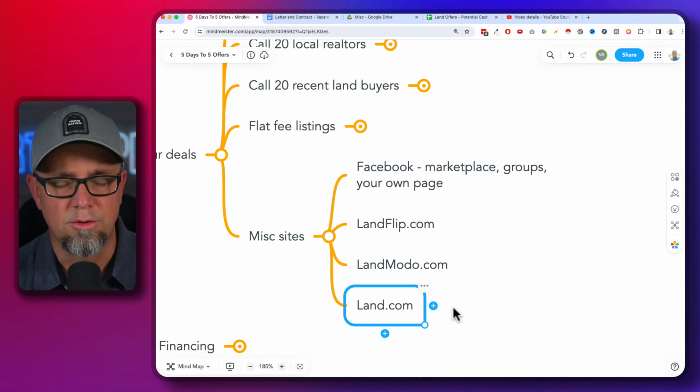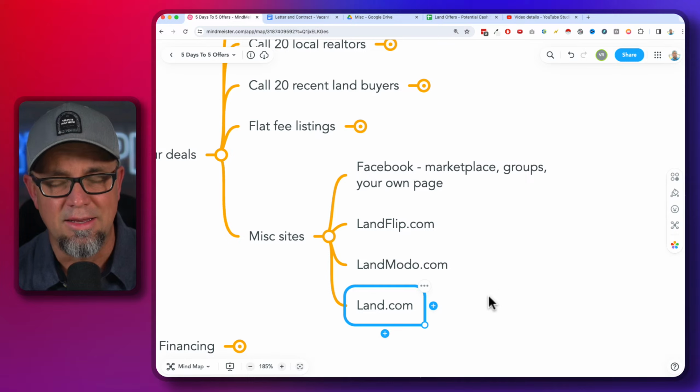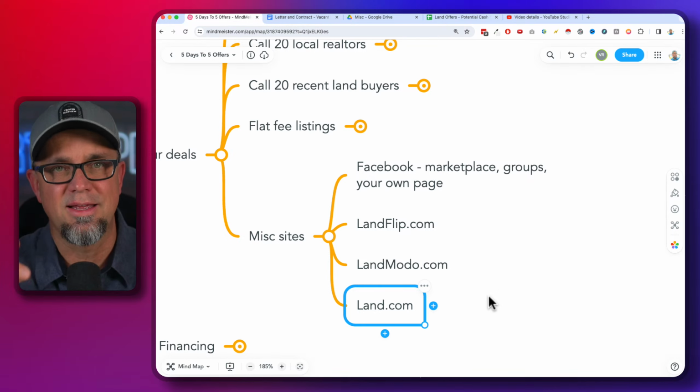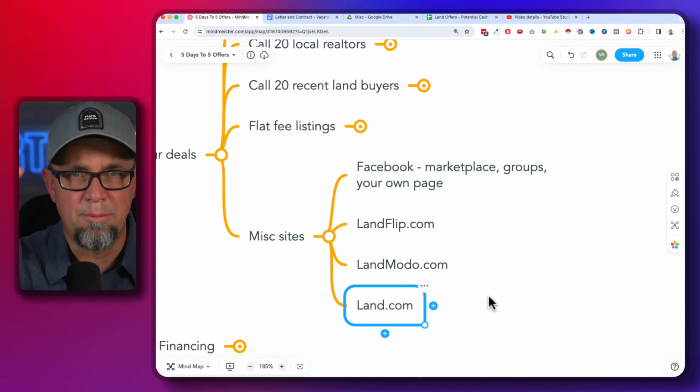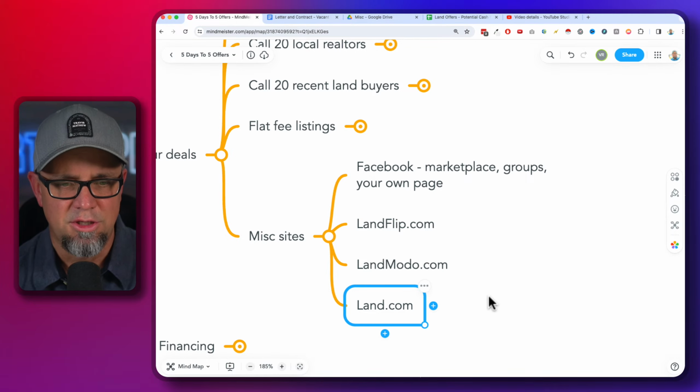Also, when you're calling realtors to help you find buyers or to list your property, you can find great realtors on land.com, because these are realtors that are paying that $600 a month to get their properties in the featured section. So check them out.